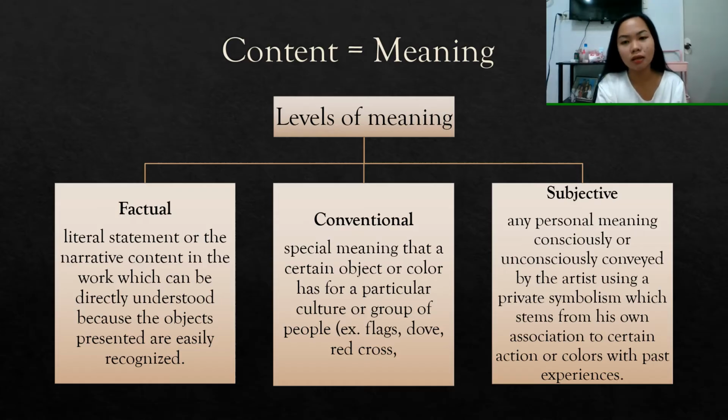Another meaning of an artwork can be a conventional meaning. This is a special meaning that a certain object or color has for a particular culture or group of people. When we say conventional meaning, for example, a flag. If an artwork contains a flag, it is a symbol of a nation, right? So that is the meaning behind the flag. It's a symbol of a nation.